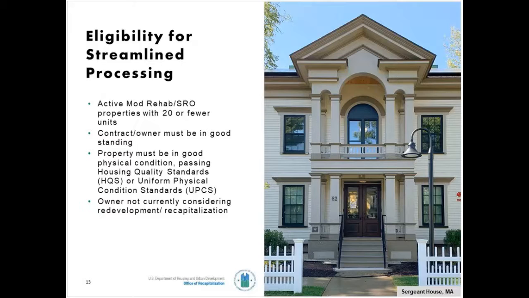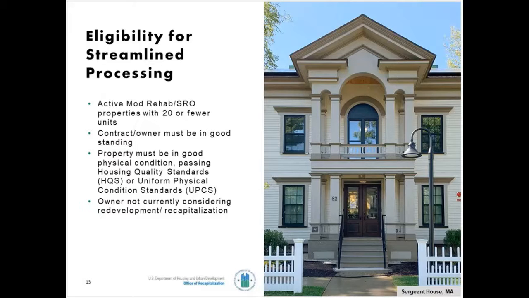So what are some eligibility factors for streamlined processing? Well, you have to have an active Mod Rehab or active SRO contract. You have to have 20 units or fewer, right? The contract owner has to be in good standing with the Public Housing Authority. Usually what we see is on a PHA, Public Housing Authority letterhead, that the owner is in compliance with the Mod Rehab program and is in good standing with the Mod Rehab program.